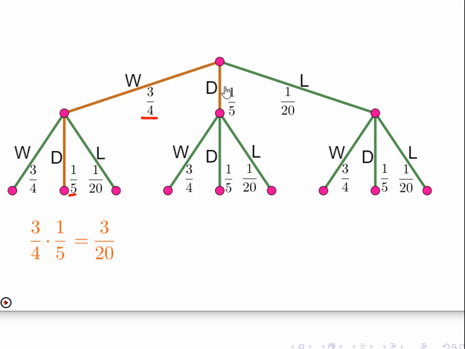Now the next pathway you can see is getting drawn here. So if I have a win and a draw, I could also have a draw and a win. And if I go along that pathway, notice that the same probabilities occur, but in the reverse order. Now instead of 3/4 times 1/5, I have 1/5 times 3/4.